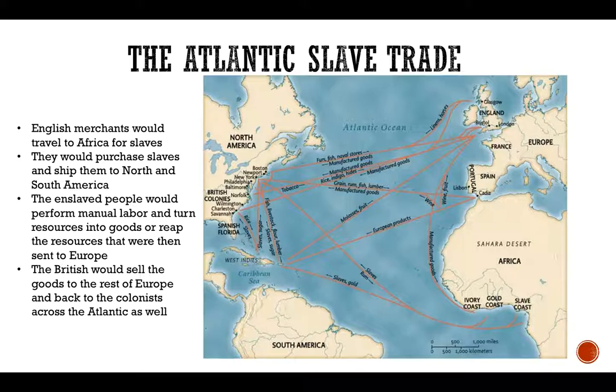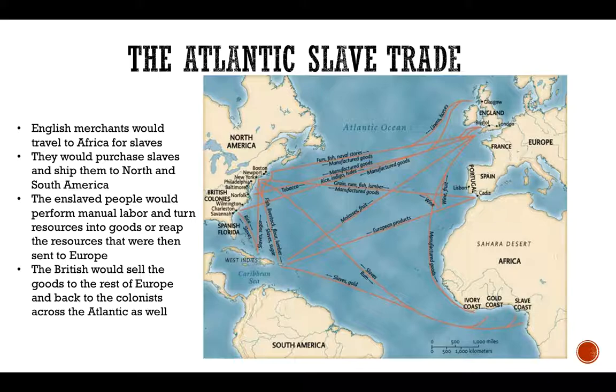The Atlantic slave trade is this sort of pseudo triangle that was drawn up between Europe, Africa, and North America. This was the trade of goods and people from these different continents, and they are all intertwined with one another. So they're all feeding into each other. It's sort of the symbiotic relationship.